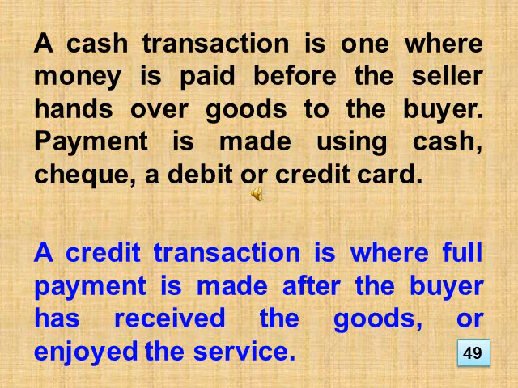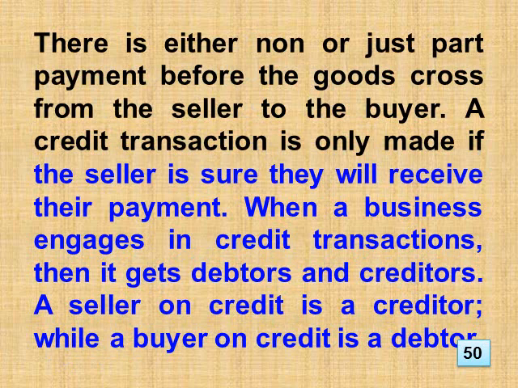A cash transaction is one where money is paid before the seller hands over goods to the buyer. Payment is made using cash, cheque, a debit or credit card. A credit transaction is where full payment is made after the buyer has received the goods or enjoyed the service. There is either no payment or just part payment before the goods cross from the seller to the buyer. A credit transaction is only made if the seller is sure they will receive their payment. When a business engages in credit transactions, then it gets debtors and creditors. A seller on credit is a creditor, while a buyer on credit is a debtor.